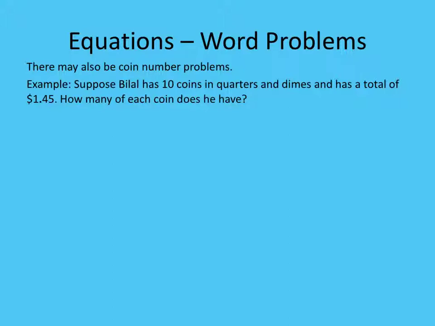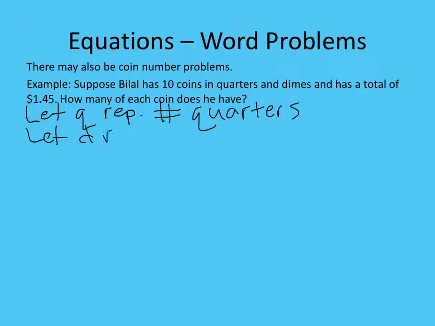Okay, so a coin problem is one that we're going to come across. Suppose Bilal has 10 coins in quarters and dimes and has a total of $1.45. How many coins does he have? So the first thing we need to do is write some let statements. So let Q represent the number of quarters, and let D represent the number of dimes. So how many dimes you have? 2 dimes, 5 dimes, 6 dimes.